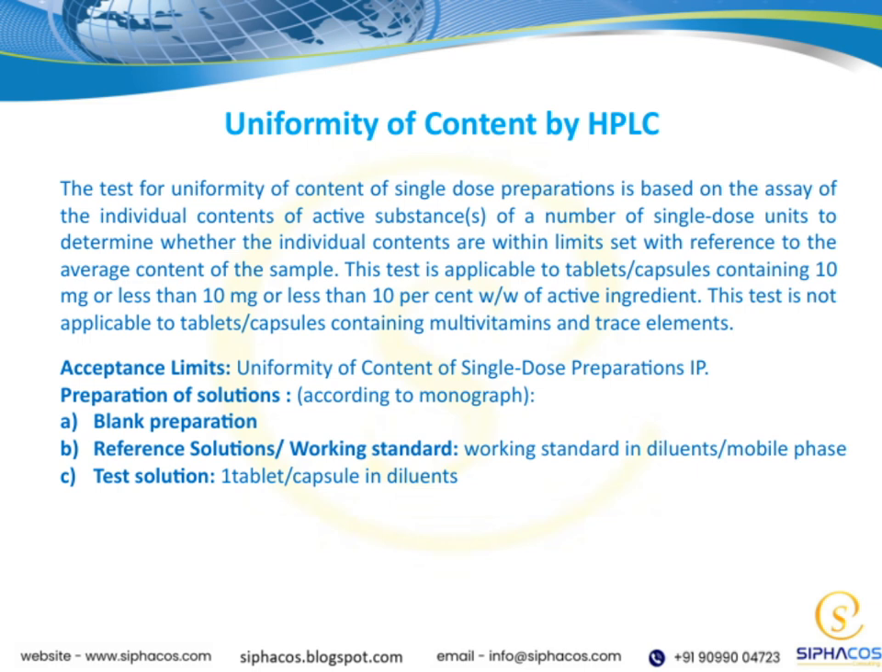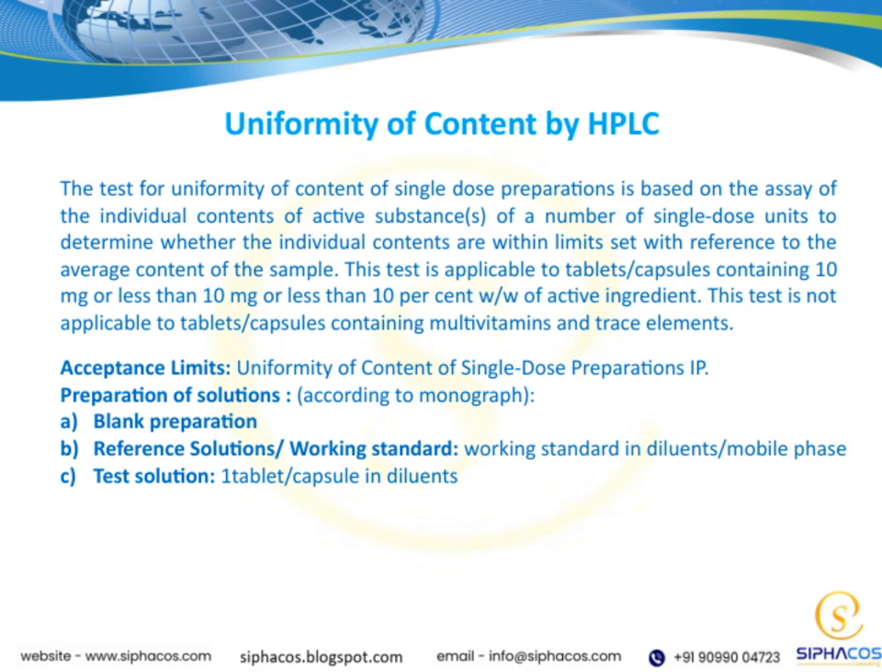Next, we prepare the test solution, which involves taking one tablet or capsule and dissolving it in the chosen diluents. The purpose of this test is to check whether each individual unit contains an active substance within the acceptable range, based on the average content of the sample. This uniformity test is particularly applicable to tablets or capsules containing 10 milligrams or less of active ingredient, or less than 10% w/w. It's important to note, however, that this test does not apply to multivitamins or products containing trace elements, since their content isn't suitable for this kind of analysis.